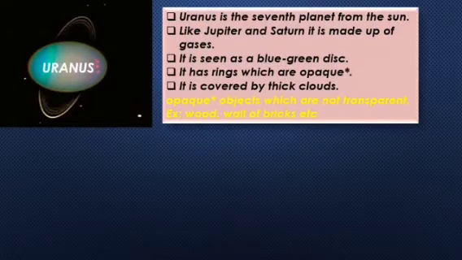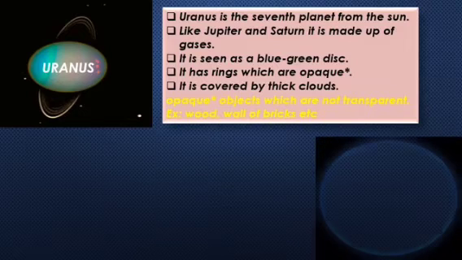Uranus. Uranus is the seventh planet from the Sun. Like Jupiter and Saturn, it is made up of gases. It is seen as a blue-green disk. It has rings which are opaque. Opaque are the objects which are not transparent. For example, wood, wall of bricks, etc. It is covered by thick clouds.